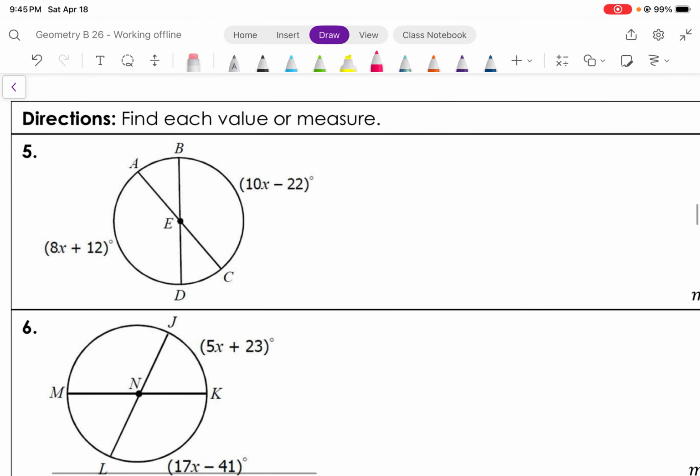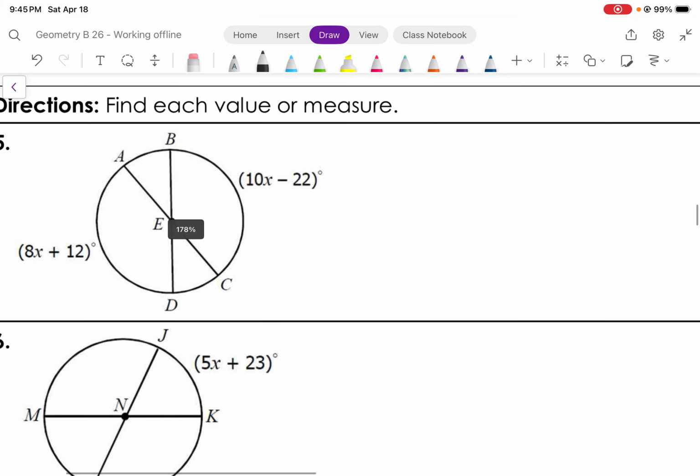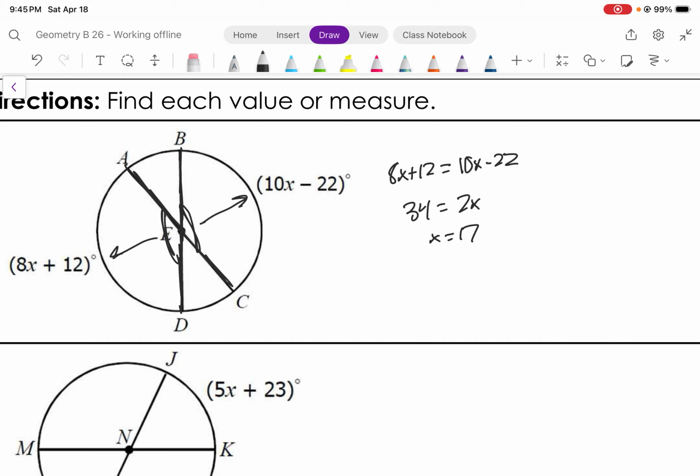So now we're going to be doing some stuff with equations. We need to find each of these measures over here that it's asking for, but I need to solve for x first. A to C would be a diameter. B to D would also be a diameter, which means these are vertical angles. And if those are vertical angles and they're congruent to each of their arcs, well, that means the two arcs are congruent. So I can say 8x plus 12 equals 10x minus 22. Move the 22 to the other side, so that's 34. Move the 8x over, so that's 2x, so x equals 17.